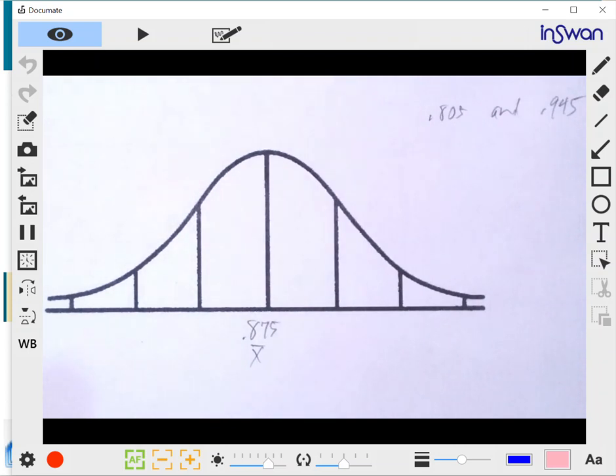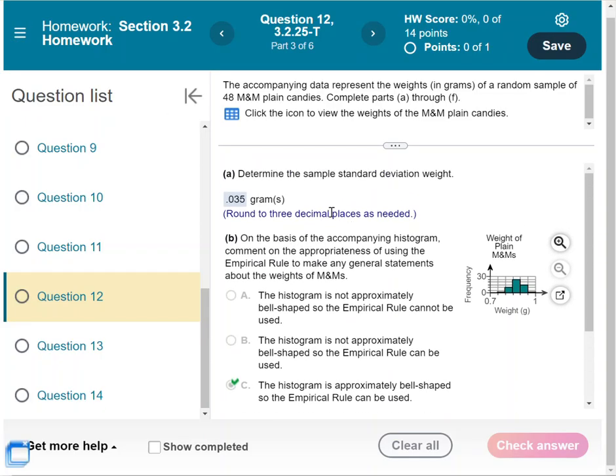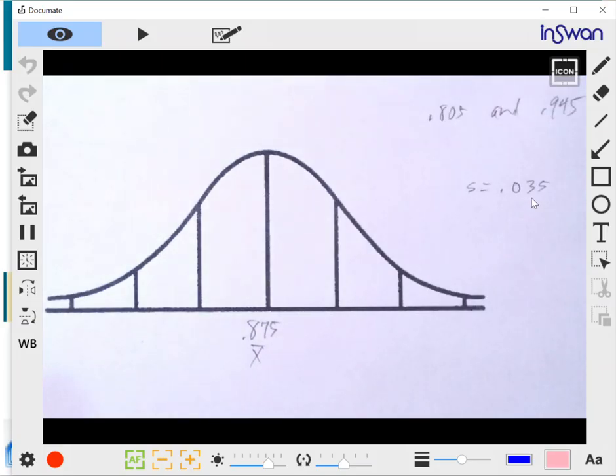Let's see, what can I do here? I think that'll be okay. So remember the standard deviation, actually I don't remember, I didn't write that down. Let's see what that is. We said it was 0.035. So that's our standard deviation, or little s. So 0.035. So we're going to add 0.035 to 0.875.